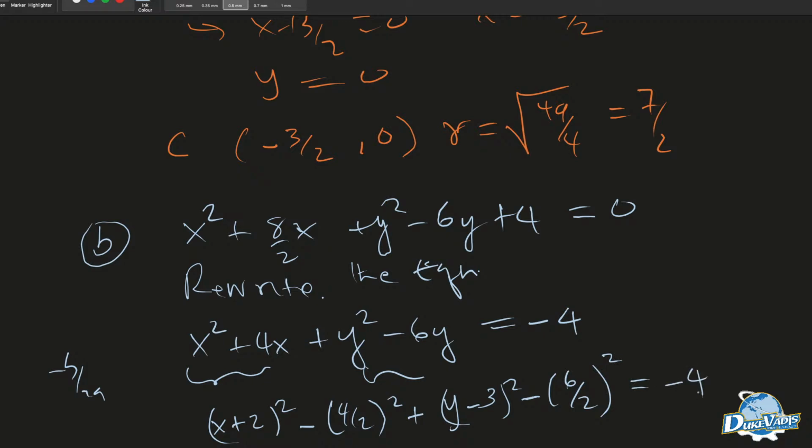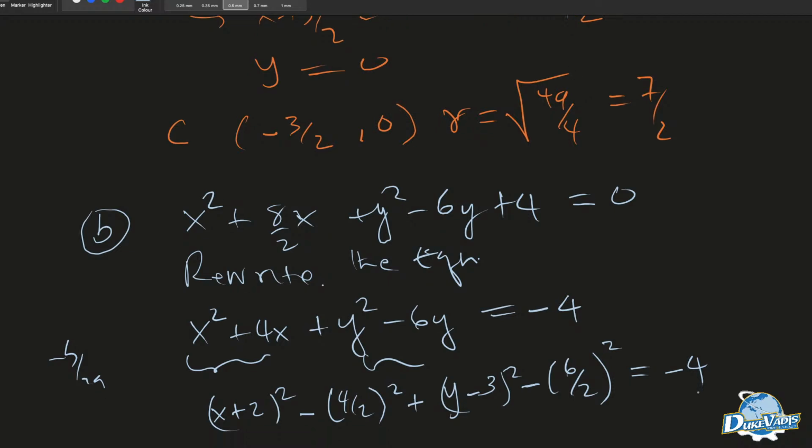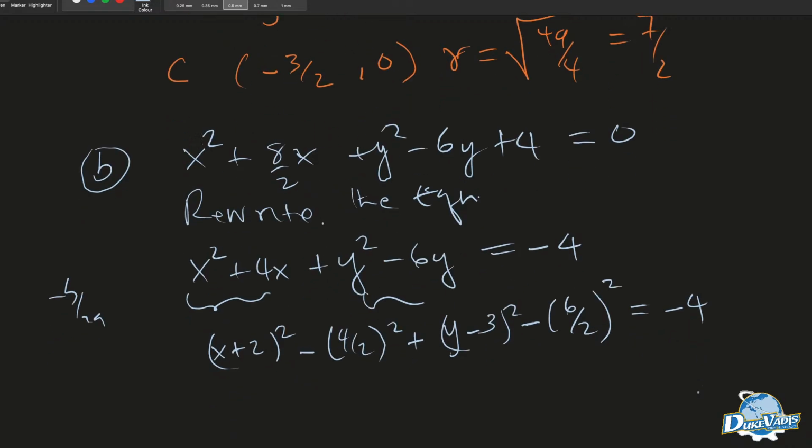Is that right? Okay, let me break it down again. So you see what I did over here. Let me take my time and do it again. So here is the way I have this. So 4, it will be x plus 4 over 2 squared. And when I finish, because I divided by 2, I will subtract the same 4 over 2 squared here.